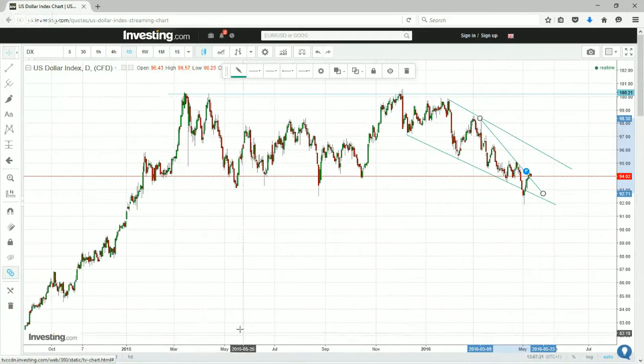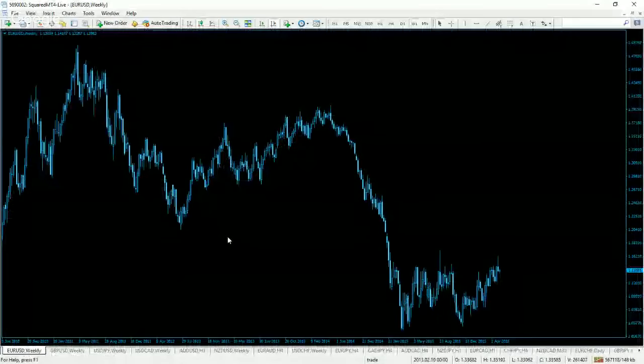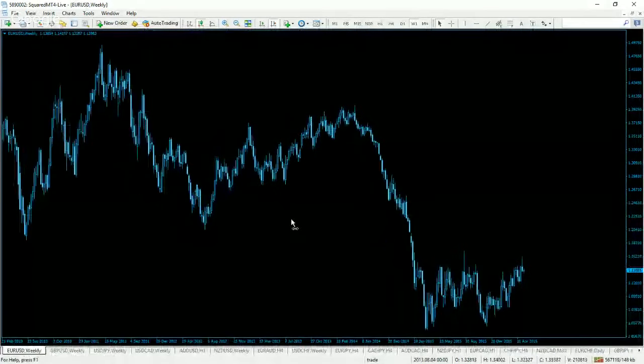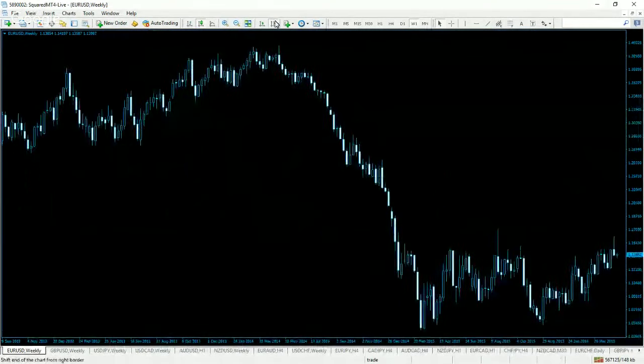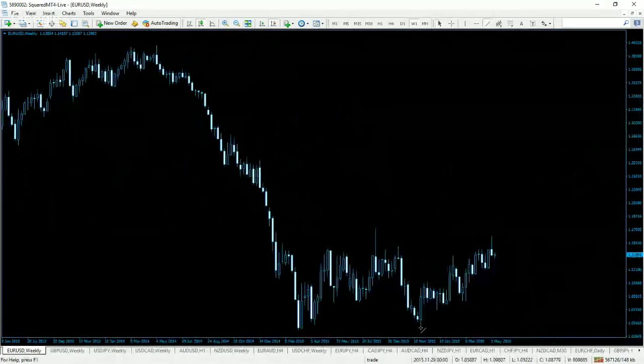Okay, so now we've consulted the index. Let's take a look at euro dollar. Let me just grab the charts. Okay, so again, starting on the weekly chart. And the first thing that jumps out with the euro dollar is this pair of rising trend lines at the lows that we can draw.